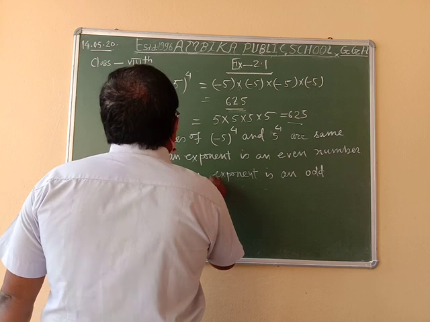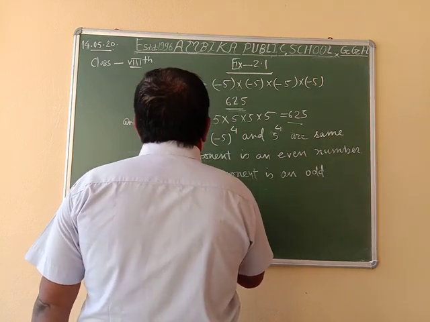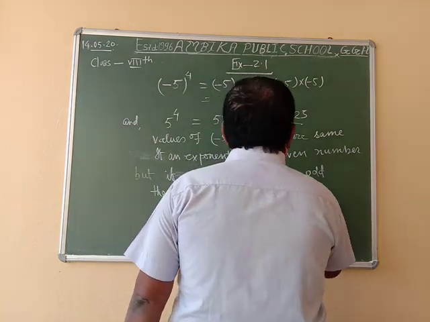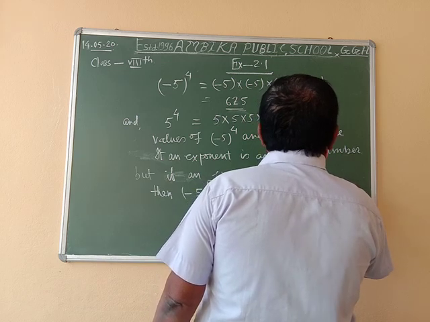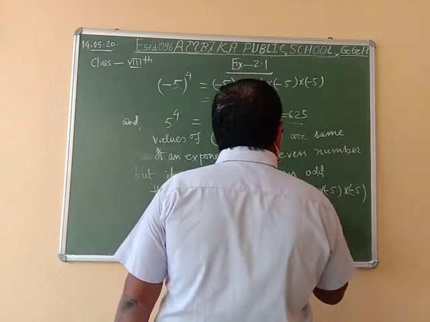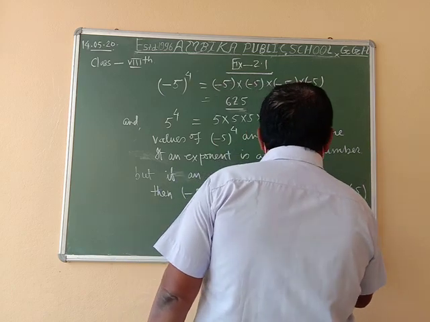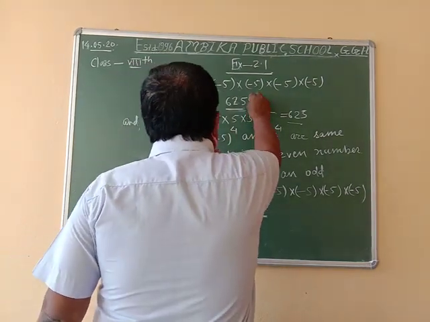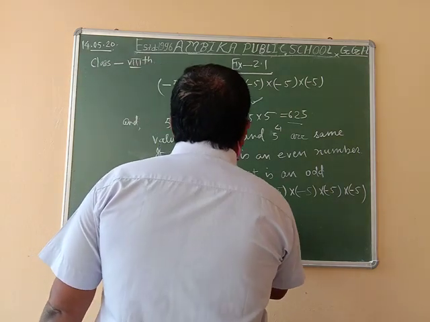Minus 5 to the power 4 is equal to minus 5 into minus 5 into minus 5 into minus 5, which is equal to 625, but minus 5 to the power 5 is equal to minus 3125.